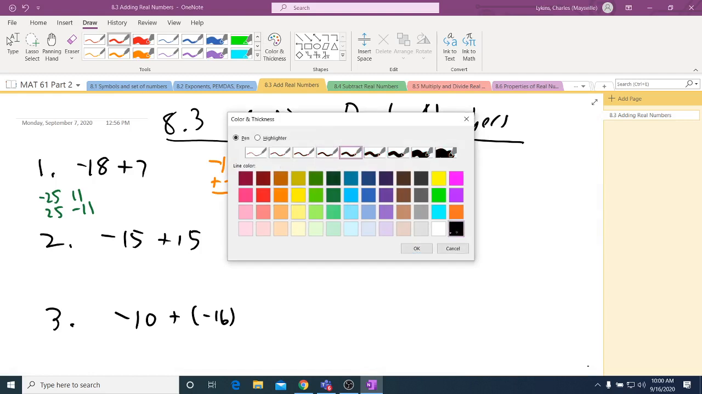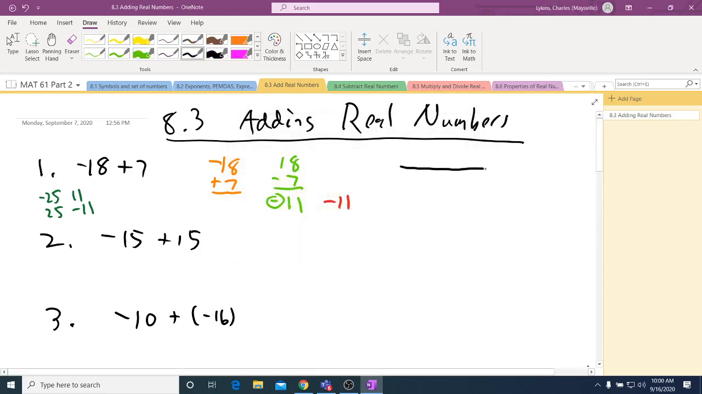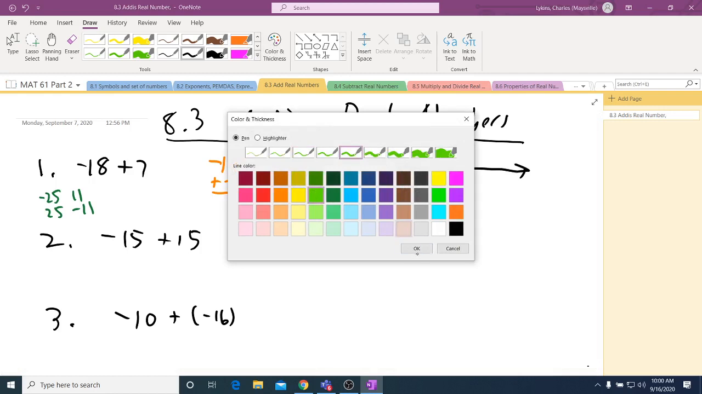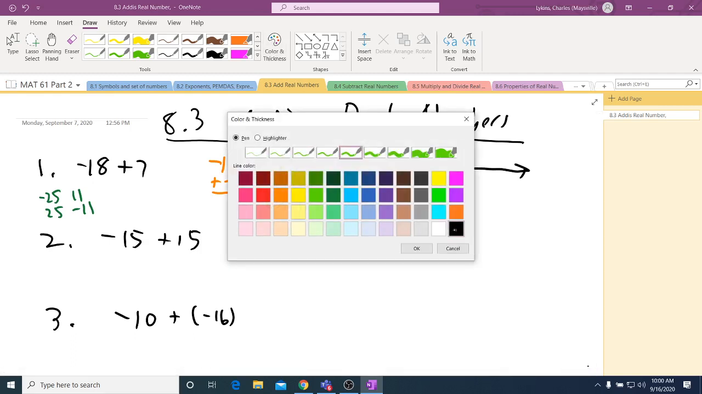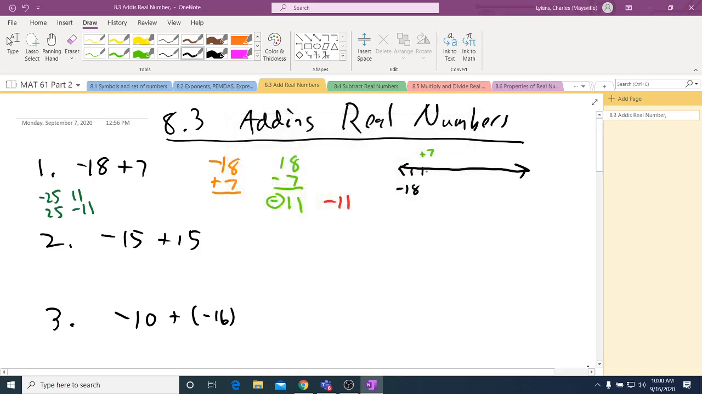Okay. Also, if you want to see this on a number line, if this is negative 18, and that means I'm adding 7, or I'm going to the positive end of the number line, 7 spots, then I would count it as, okay, 1, 2, 3, 4, 5, 6, 7. So that is negative 18, negative 17, negative 16, negative 15, negative 14, negative 13, negative 12, negative 11.